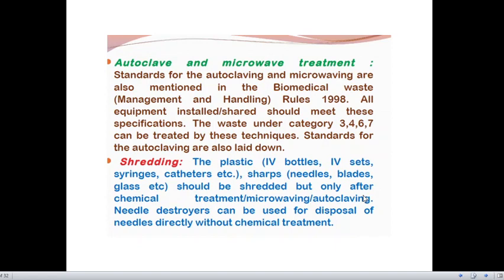And shredding. For shredding the plastics, that includes IV bottles, IV sets, syringes, catheters, etc. And then sharps, that includes needles, blades, and then glass, etc., should be shredded only after chemical treatment or microwaving or autoclaving. And then needle destroyers can also be used for disposal of needles right at the time of usage without any chemical treatment.